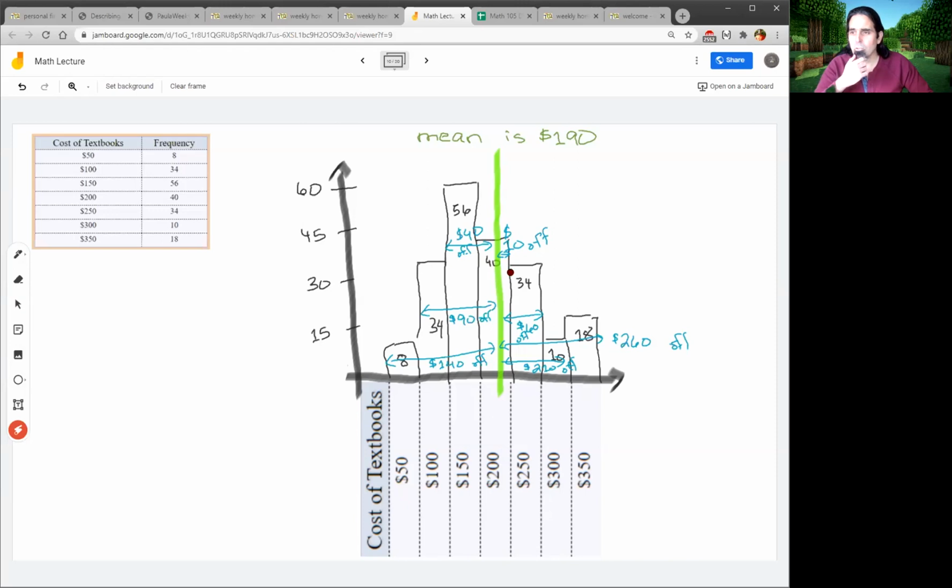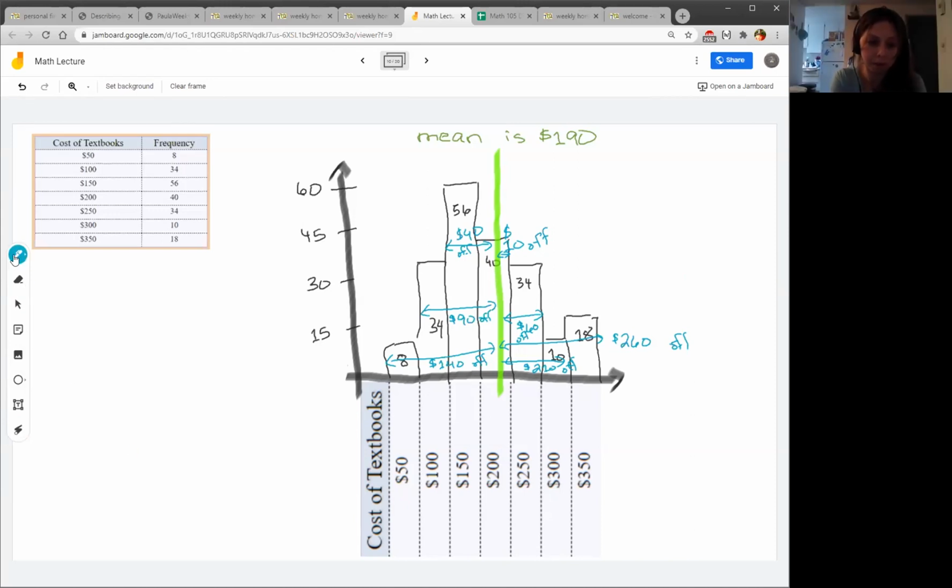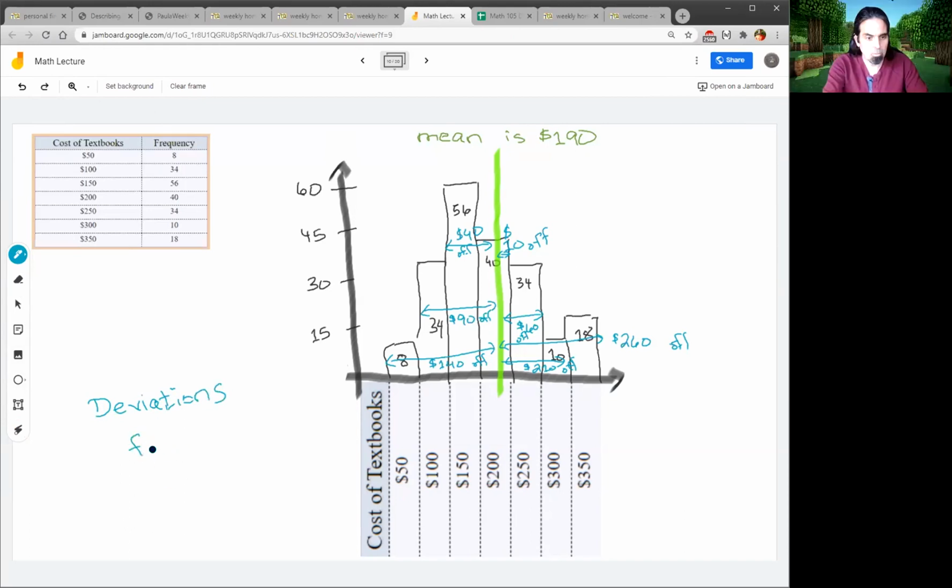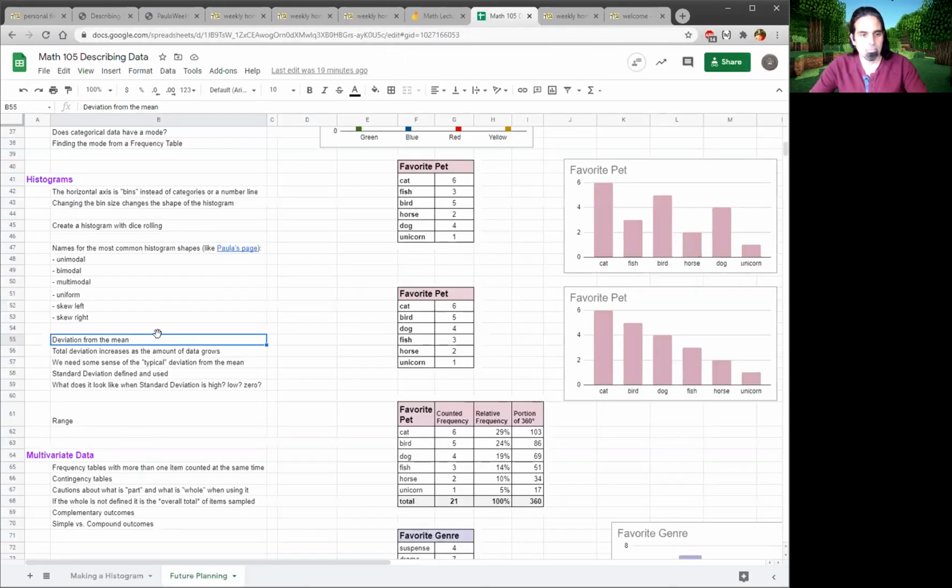Was that worth seeing? Was that a good way to draw it, to help me understand it better? We'll talk about that more next time.